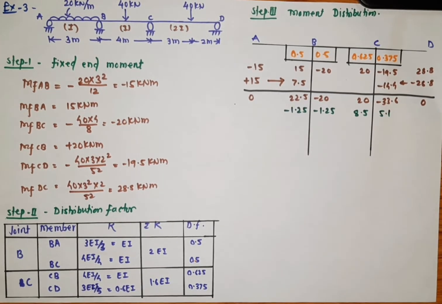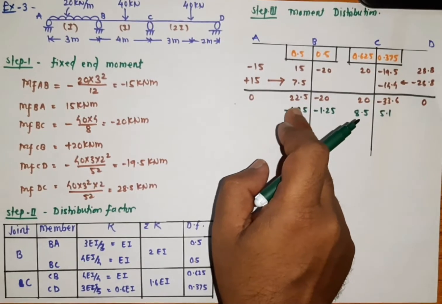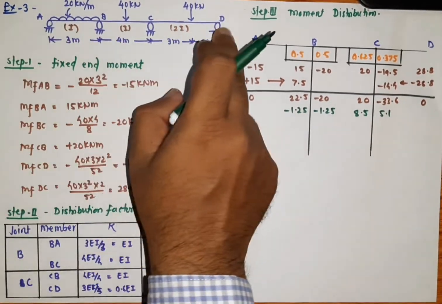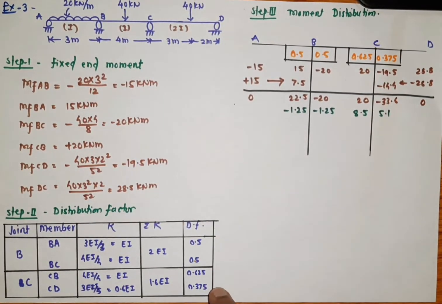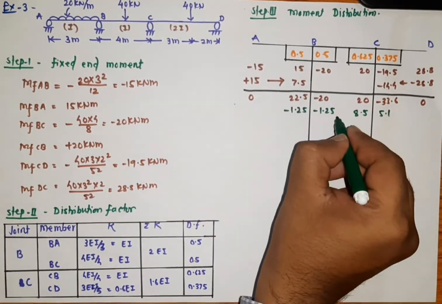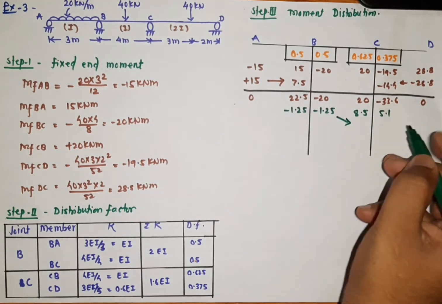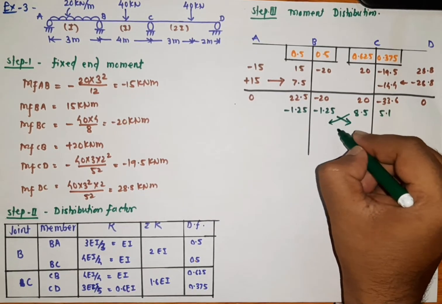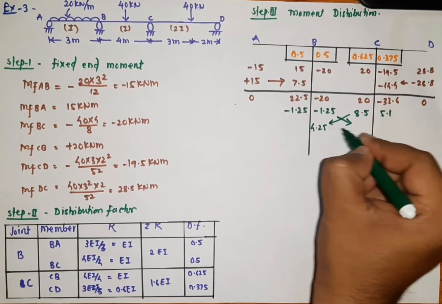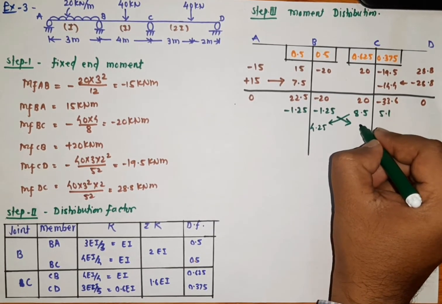Now, is there a need to transfer? Yes, we can transfer, but we cannot transfer from B to A and we cannot transfer from C to D, because A and D are simply supported ones. But we can transfer from B to C and C to B. It is simple. So 1.5 divided by 2 and 8.7.5 divided by 2 will get the answer. It is 4.25 and the answer will be minus 0.63.